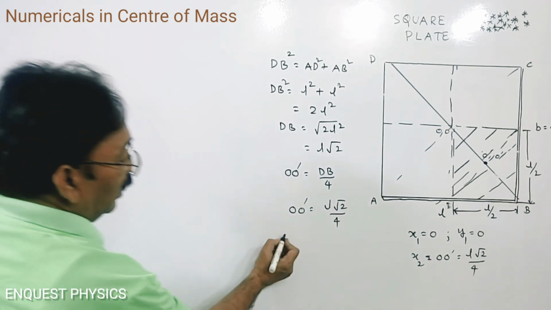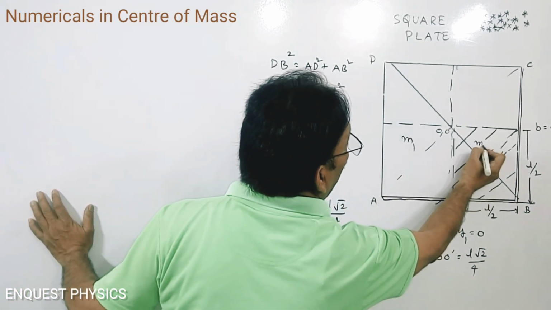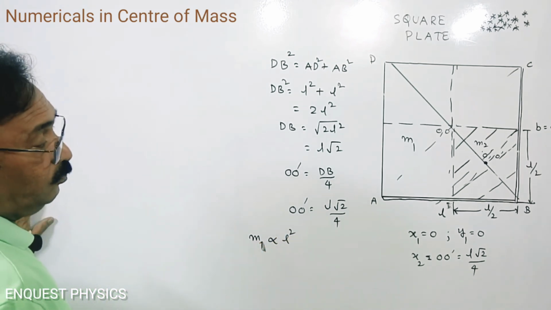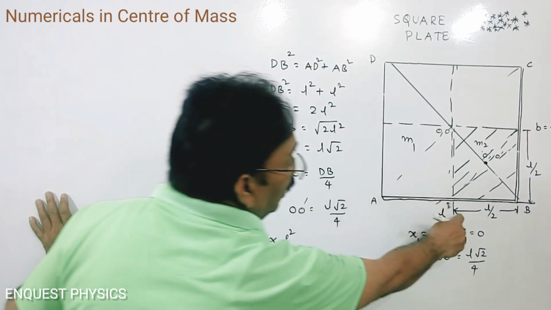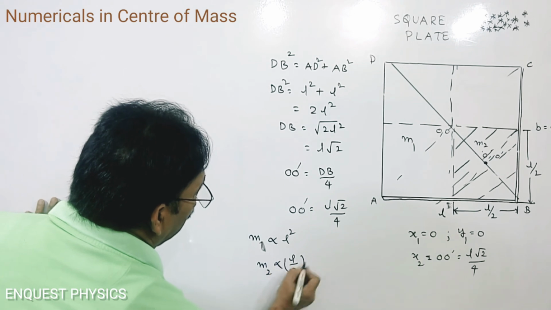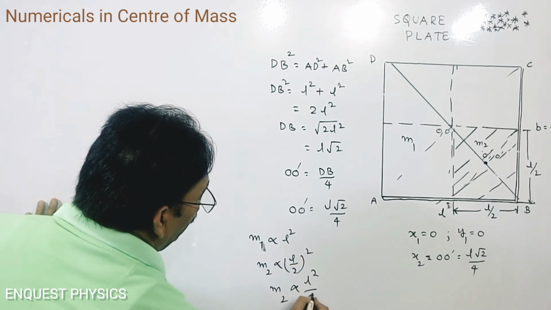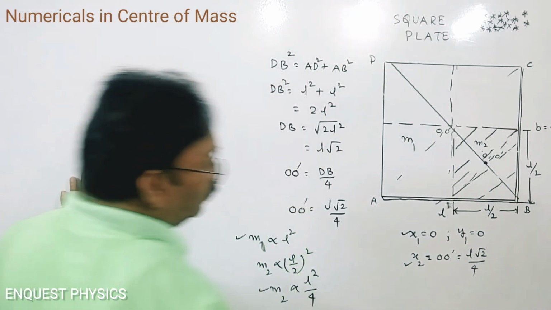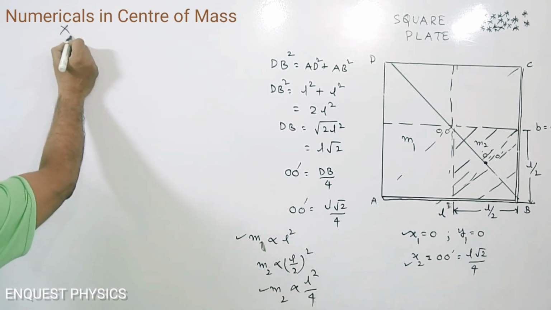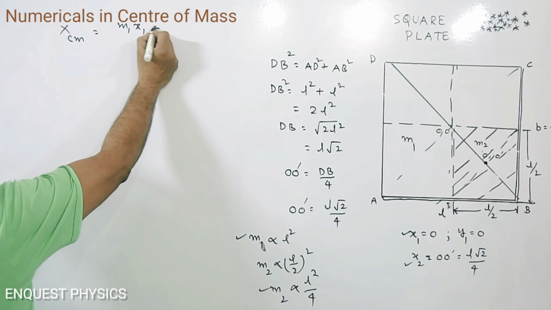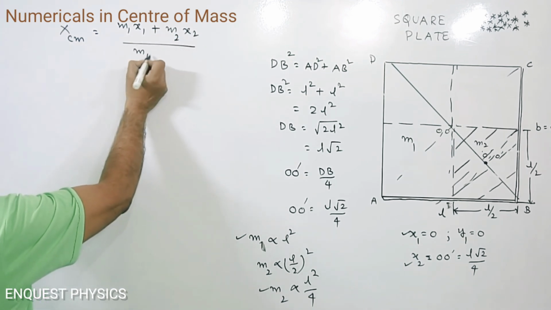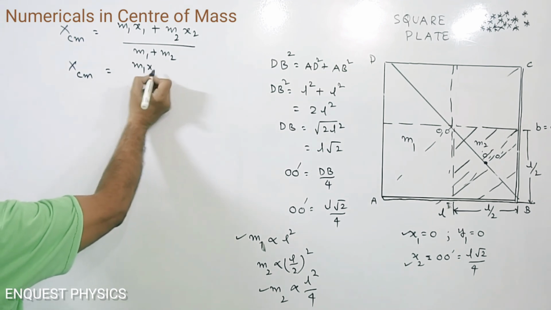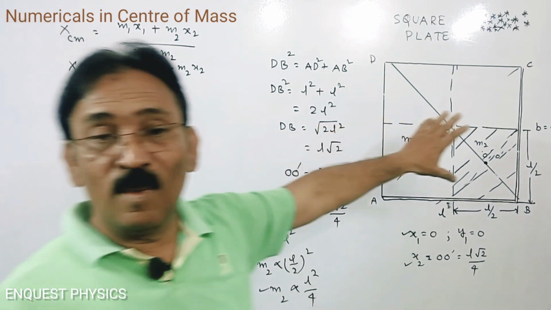Let's take the mass first. This one, after removing, say it is M1 and M2. M1 is directly proportional to area L squared, and M2 we have to find is proportional to L/2 times L/2, that is M2 is proportional to L squared by 4. We had M1 as well as M2 and X1 and X2. Next we substitute the values. XCM, as you know, is M1 X1 plus M2 X2 by M1 plus M2. Or it can be written as XCM is equal to M1 X1 minus M2 X2, since we are considering the removed mass as the negative one.